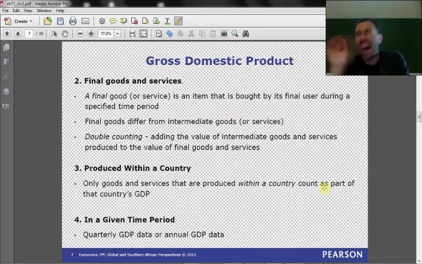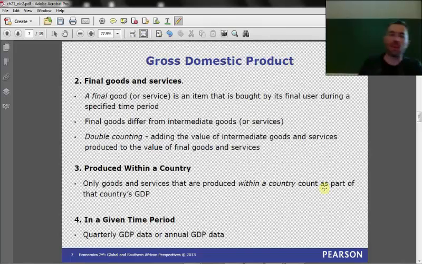When we say all final goods and services, the word final there, that's important. Okay? Final goods and services. A final good or service is an item that is bought by its final user during a specific time period. Okay, what do we mean by that?